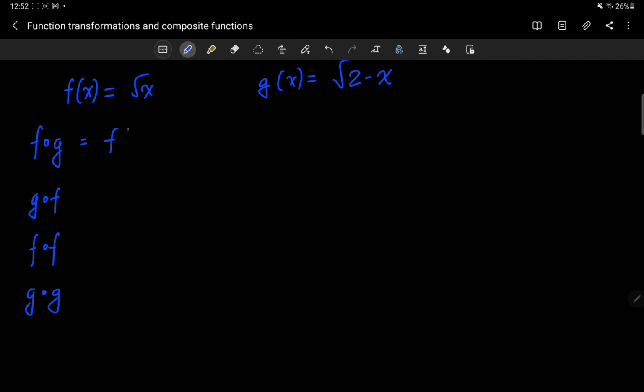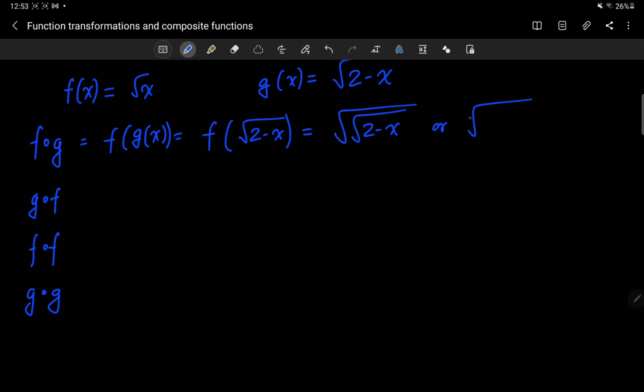So this would be f of g of x, namely it would be f applied to square root of 2 minus x, which makes it the square root of the square root of 2 minus x, or the fourth root of 2 minus x.